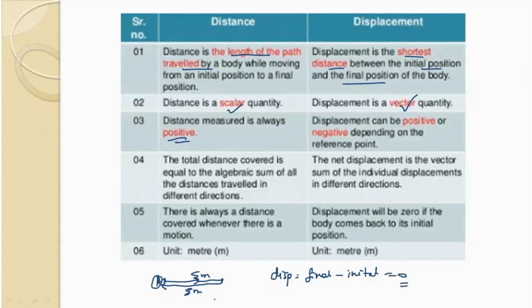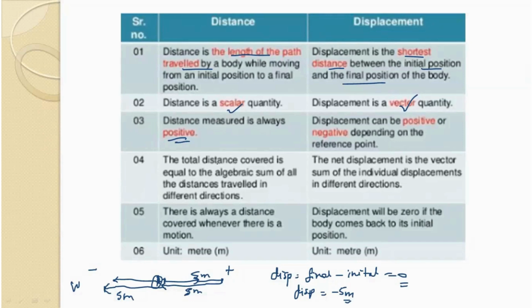And how can it be negative? Suppose he traveled 5 meter more towards the west direction. From the initial point, he is going in the opposite direction. To represent the displacement, we consider this the positive direction and this the negative direction. So I would write that the displacement would be minus 5 meter. This minus sign indicates that from the initial position he is going backward.